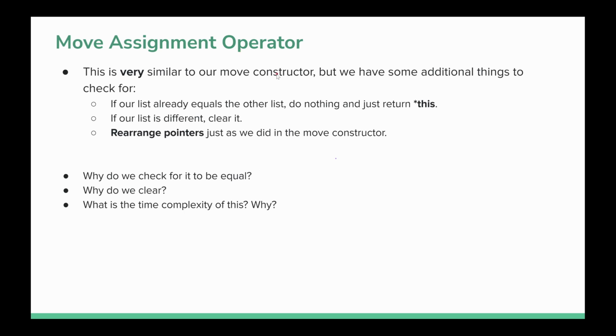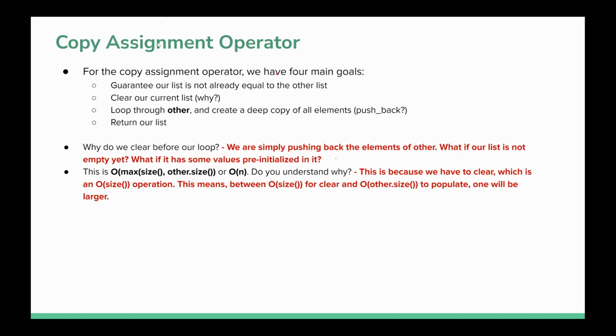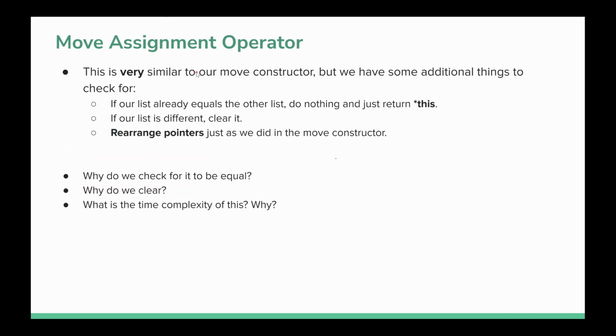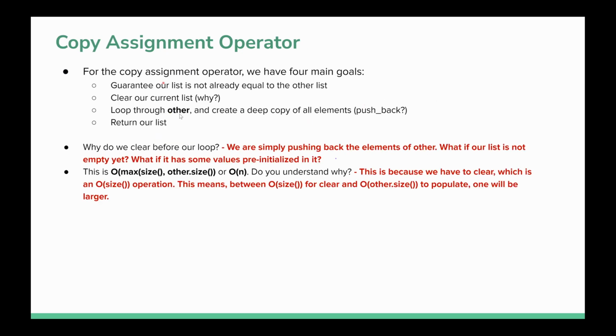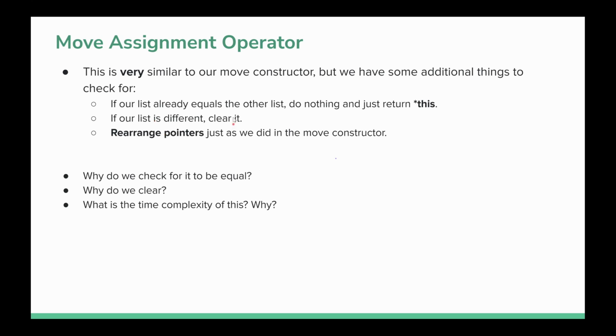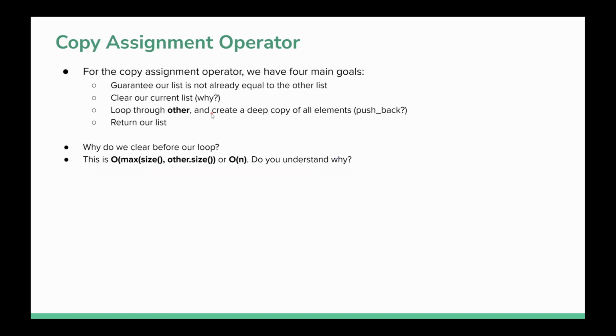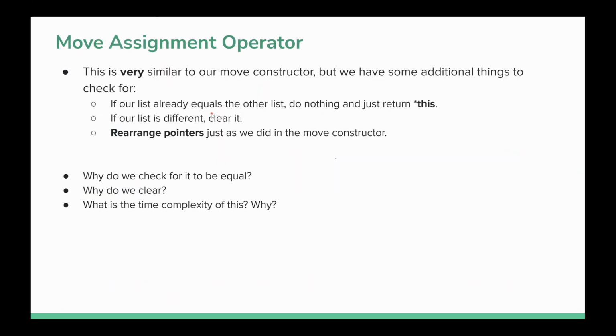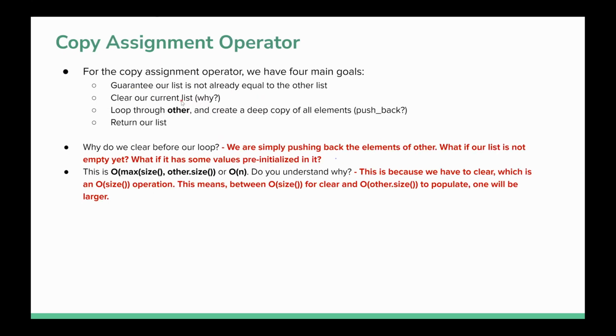Okay, our move assignment operator. This is one of those things where I'm going to keep going back because it really is that similar. Our move assignment operator is going to check to see if it's equal, just as our other assignment operator does. The formation of this one is different. So if our list is equal to it, we should do nothing and return this, which is essentially what we have here. It's just written a little differently. If it's different, we need to clear it, as we did in this assignment operator. Same reason, right?